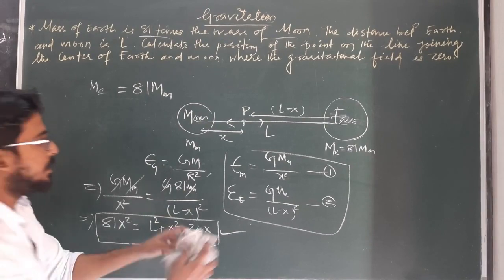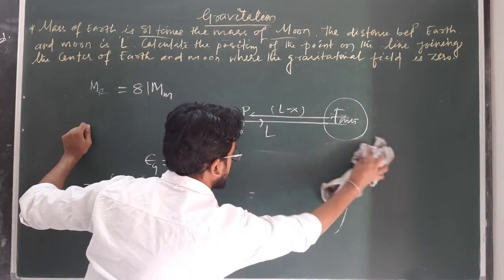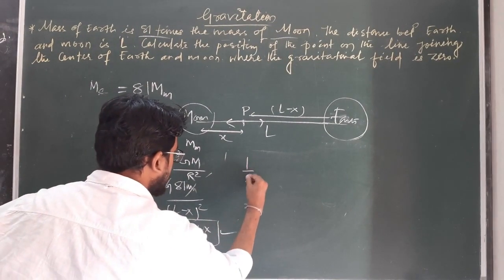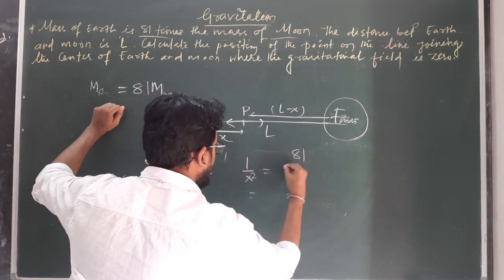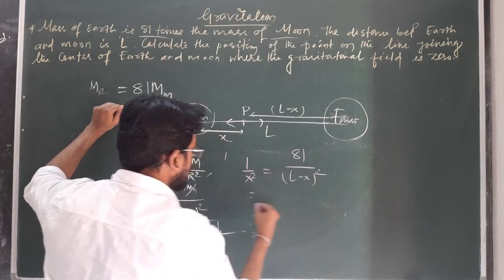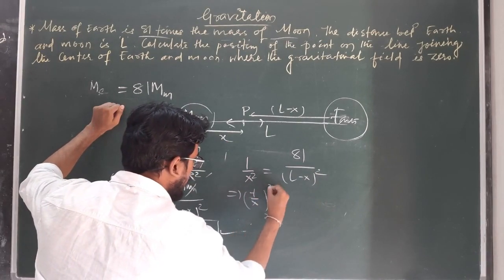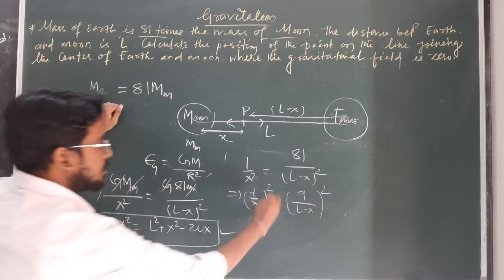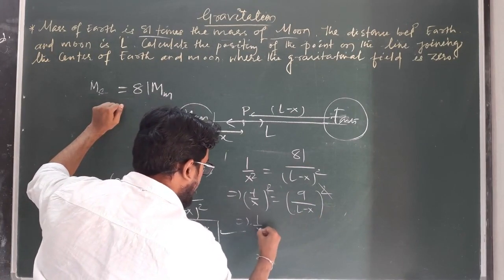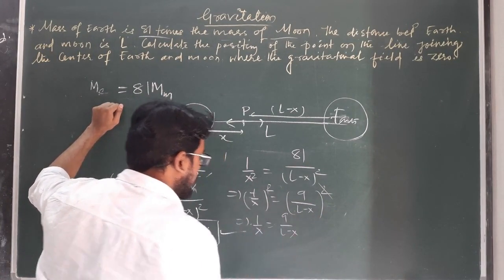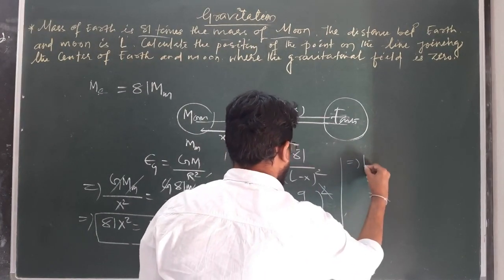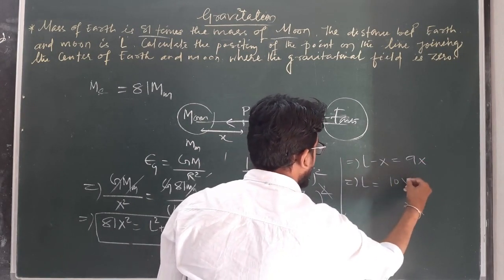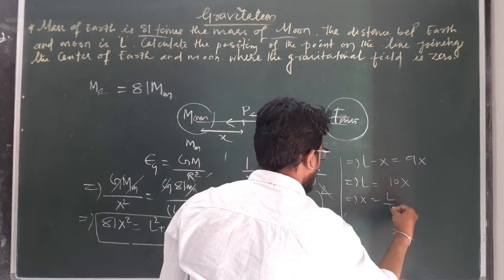Otherwise, we can get the value of x as follows. From this equation, we will get 1 by x square equal to 81 by (L minus x) whole square. So you can write 1 by x whole square equal to 9 divided by (L minus x) whole square. Clear? So cancelling square from both sides, 1 by x will be equal to 9 by (L minus x). So from this we will get L minus x equal to 9x. So this implies L equal to how much? 10x. So x equal to L by 10.